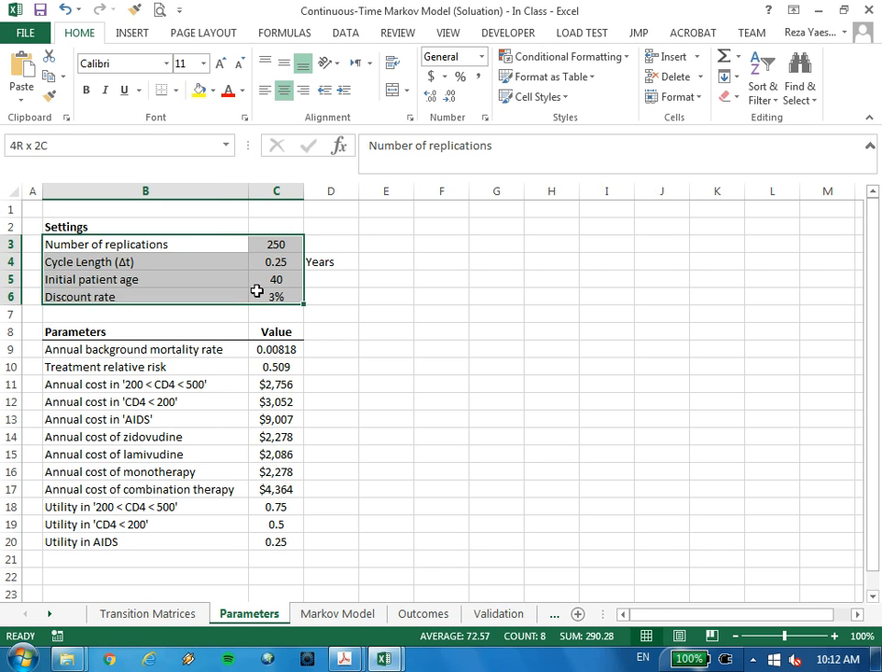For some of these inputs, we have some rules to inform the value. For example, the number of replications. How do we decide about the number of replications? Why did we go with 250? Why not 50? What impact would I expect to see if I increase the number of replications to 1,000?